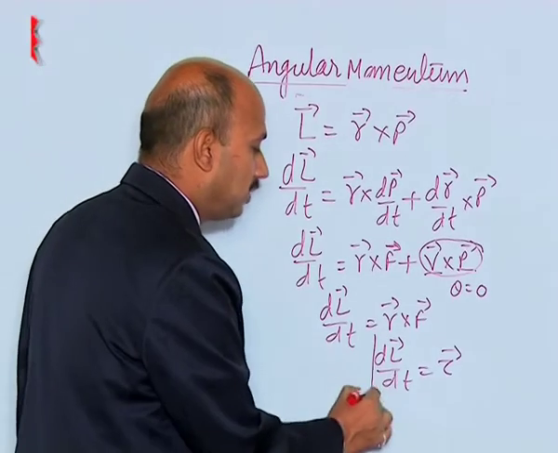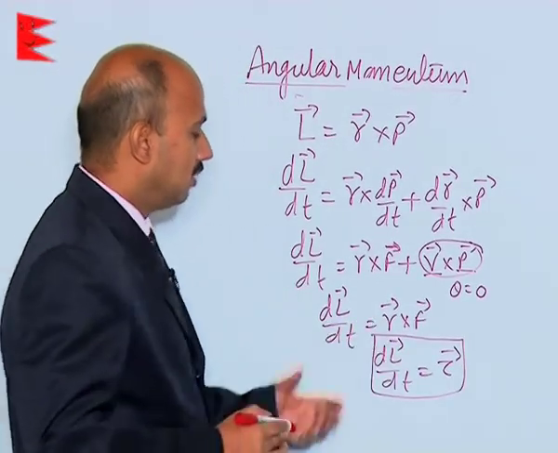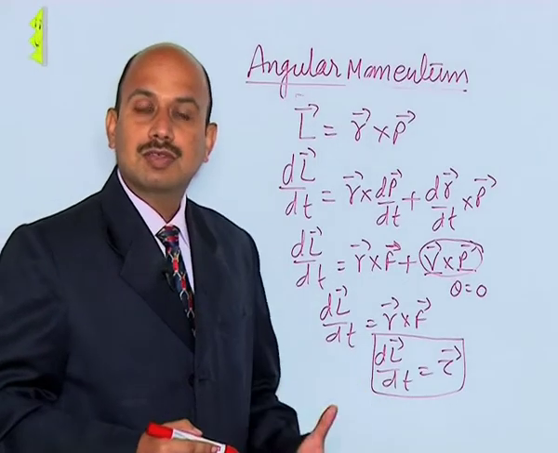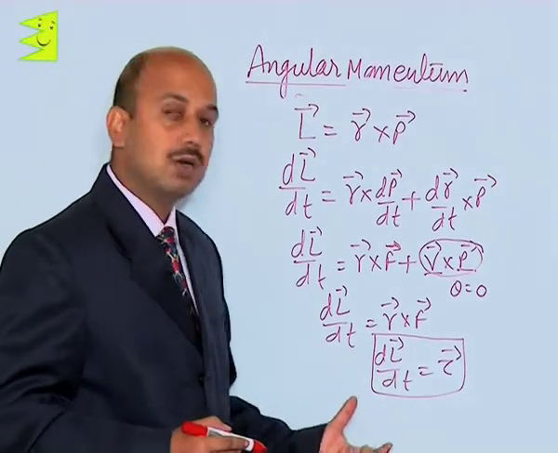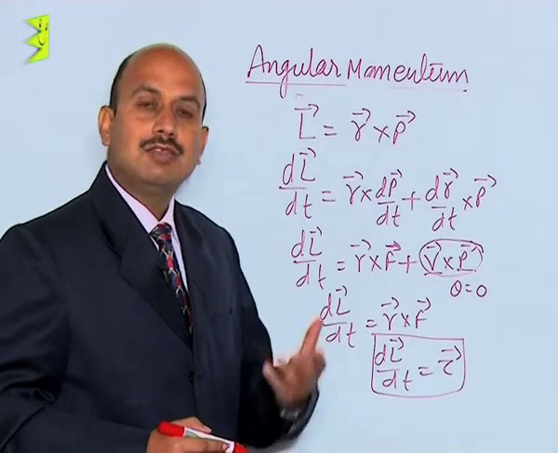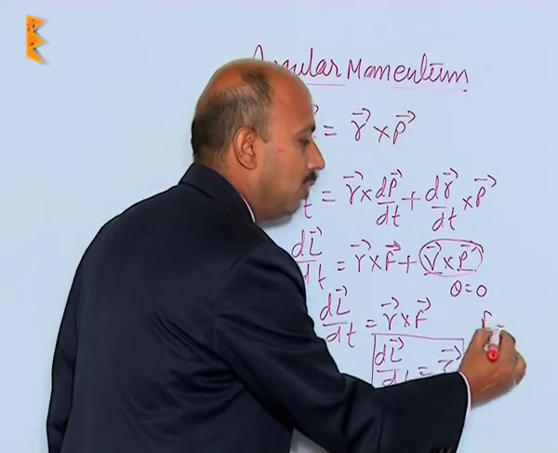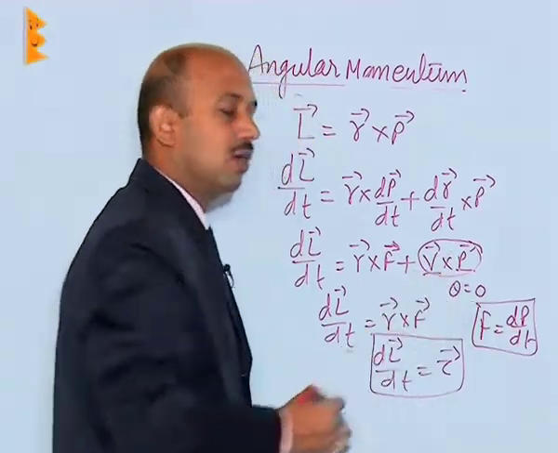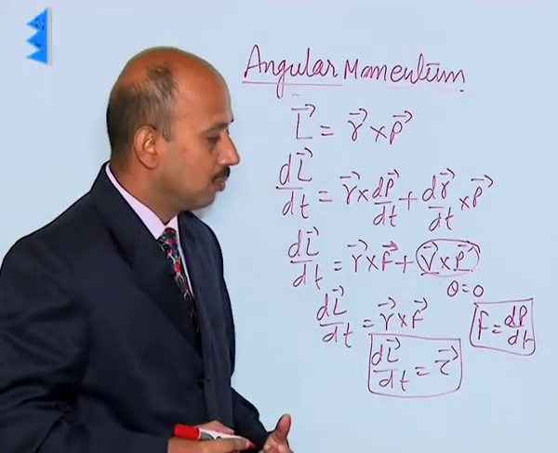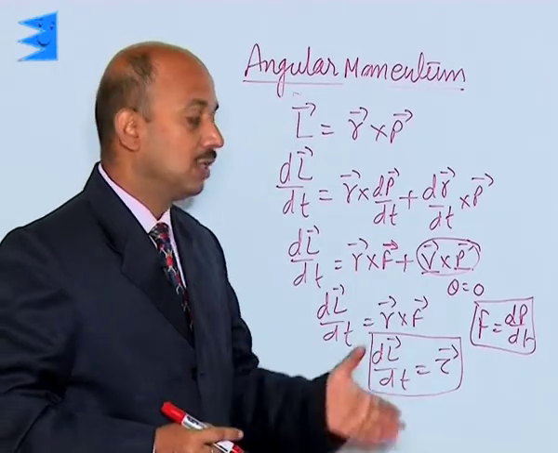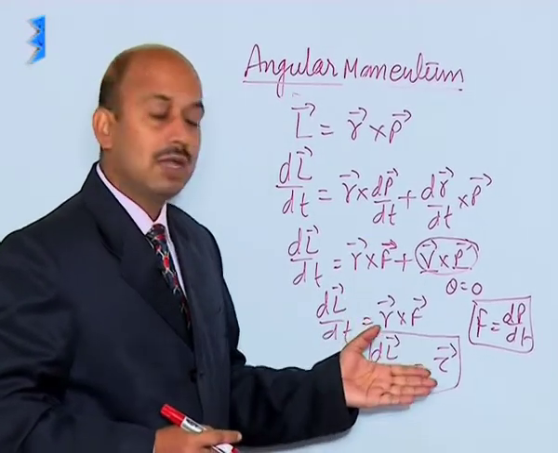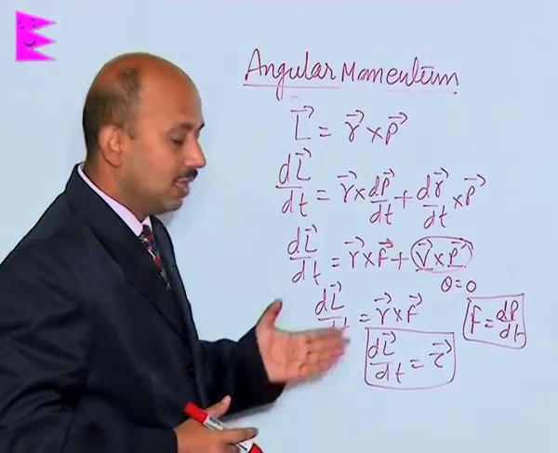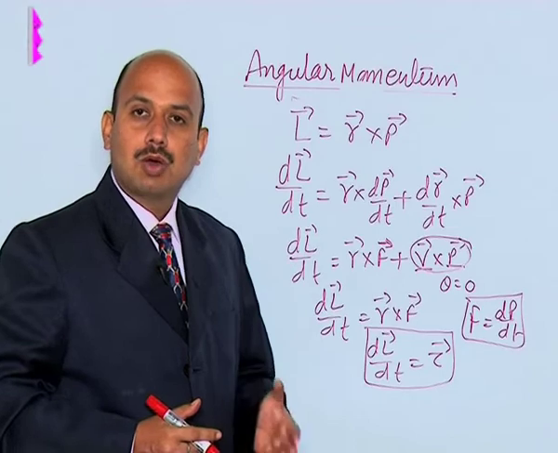So, the time rate of change of angular momentum is equal to the total external torque acting on the rotating body. It is similar to F is equal to dp upon dt, which we did in Newton's second law of motion. The time rate of change of linear momentum is equal to the net external force acting on the body. So, this is about the relation between angular momentum and torque.